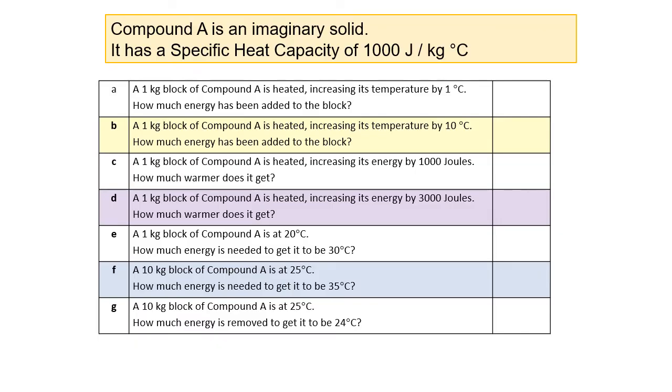Now, using that equation, can you calculate the heat for these questions? Consider the specific heat capacity for all questions is 1000 joules per kilogram per degree Celsius, and you can pause this video and come up with your answers. Welcome back. Now you can mark your answers. Well done if you got all answers correct. If not, you can try those questions again.